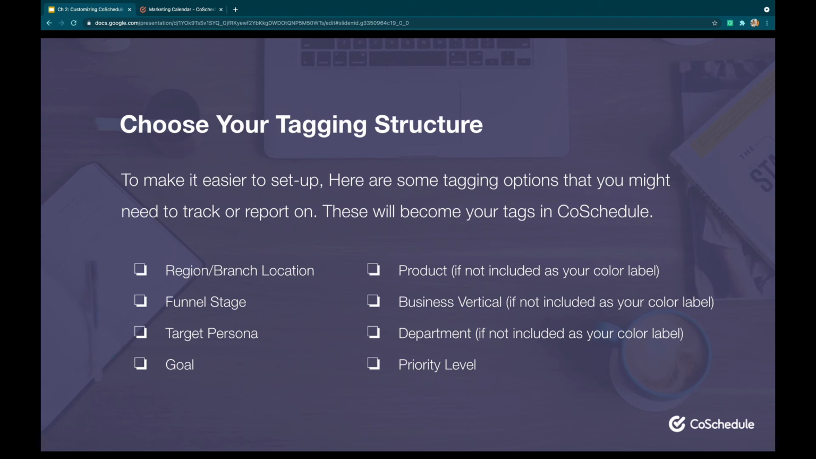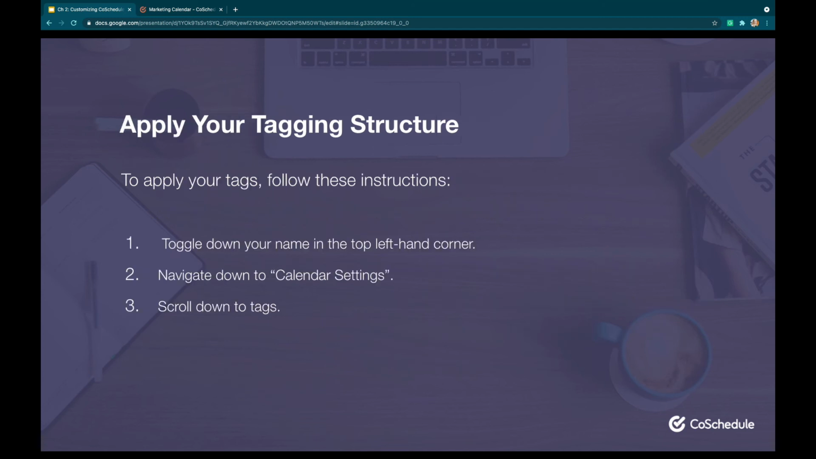If you often work with different types of goals, such as traffic or audience engagement, or any other type of marketing goal you are tracking, you can add that specific goal to your content or your projects in CoSchedule. You might consider adding product, business vertical, or department to each project if those aren't already included as your color label. You can also add priority levels, so P1, P2, or P3, which basically just tells the people who are executing the work that this is a top priority and they should focus on it before everything else. Next, let's learn how to apply the tagging structure in CoSchedule.